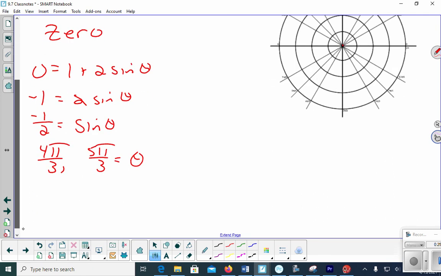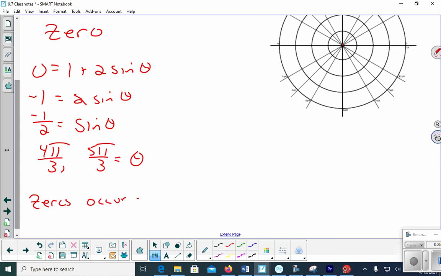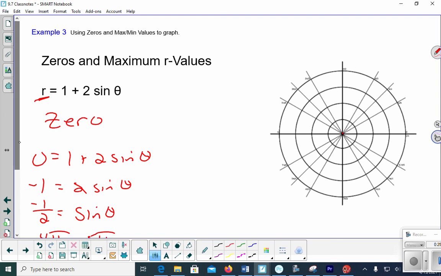My zeros occur at theta equals 4 pi over 3 and theta equals 5 pi over 3. So those are finding my zeros. If I had to graph 4 pi over 3, it's here. 5 pi over 3 is still going to be here. Doesn't really help me graph.